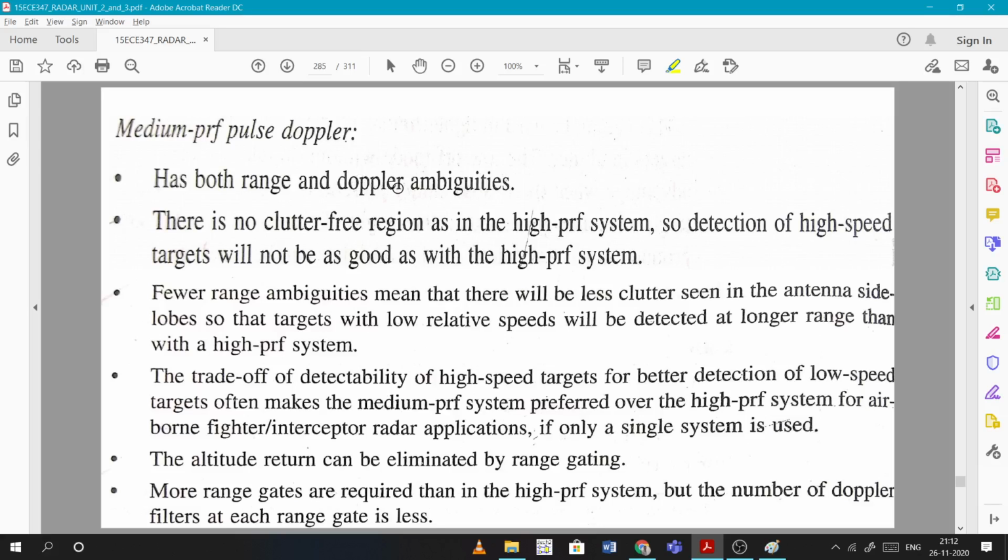Now coming to the medium PRF pulse Doppler, it has both range and Doppler ambiguities. So there is no clutter-free region as in the high PRF system. Detection of high-speed targets will not be as good as with the high PRF system. There will be clutter, and high-speed targets cannot be detected as well as in the high PRF system. Next, fewer range ambiguities mean that there will be less clutter seen in the antenna side lobes, so that targets with low radial speeds will be detected at longer range than with the higher PRF.